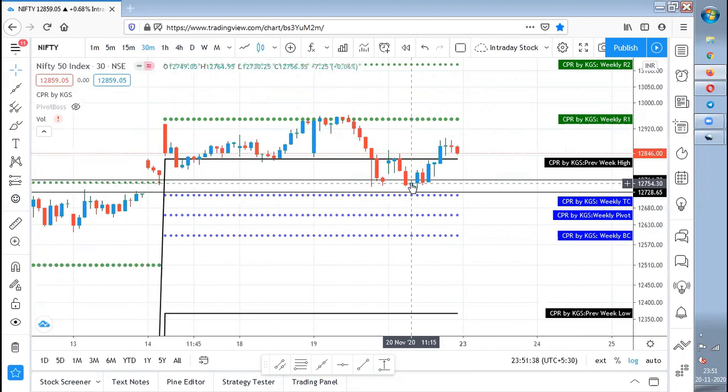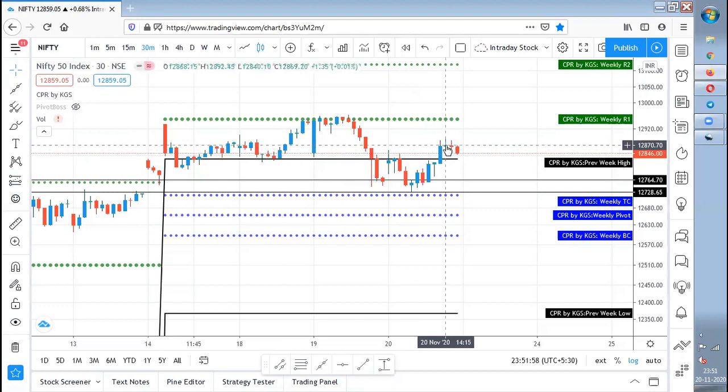Finally, today at 11:15, it came near the CPR zone. If the next candle is also a follow-up candle and this candle is also good, then you would have taken an entry above this candle. So if you took an entry at 12,790-795, the high made for today is 12,892. Nearly a 100 points move has been seen.